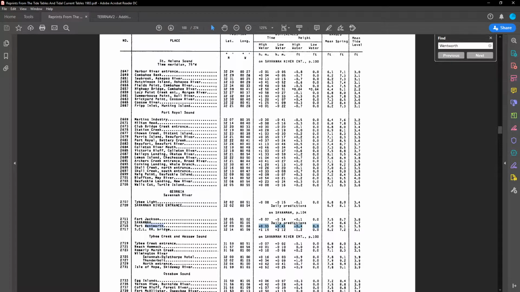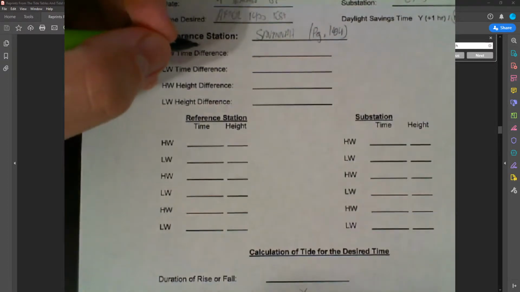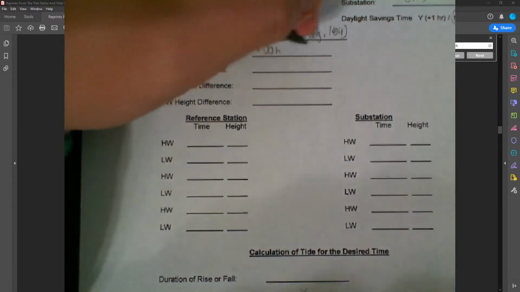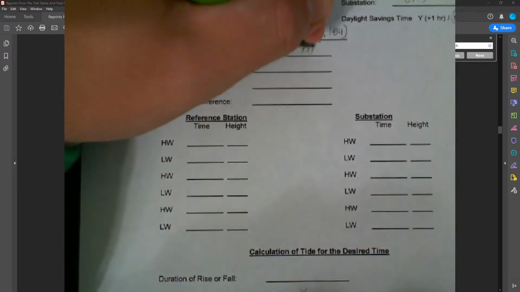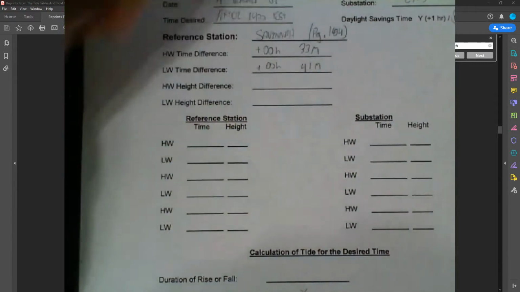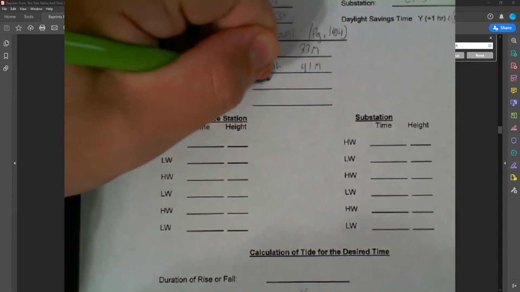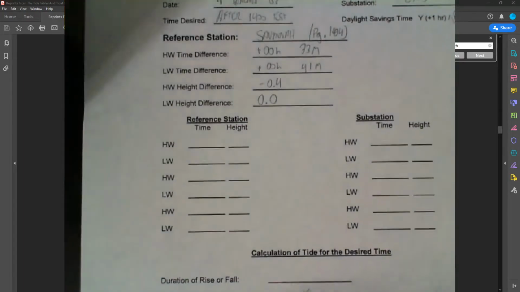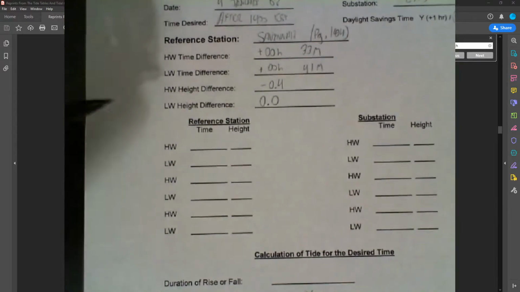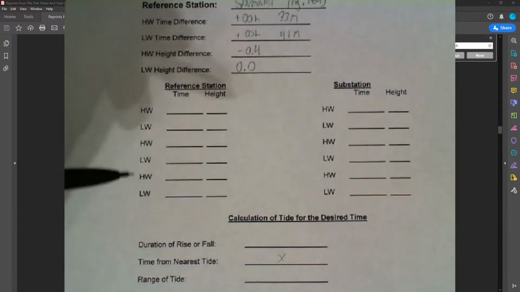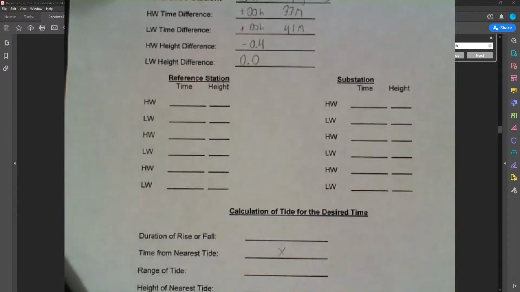So I'm simply going to be copying down the height differences that it gives us here, which is plus 00 hours 33 minutes, plus 00 hours 41 minutes, and height difference is minus 0.4, and low water is 0.0. Perfect. So now that we have all that, we've completed the first part of the page. We're going to go down to table 1, where we're going to find all this information. So it says Savannah is on page 104.